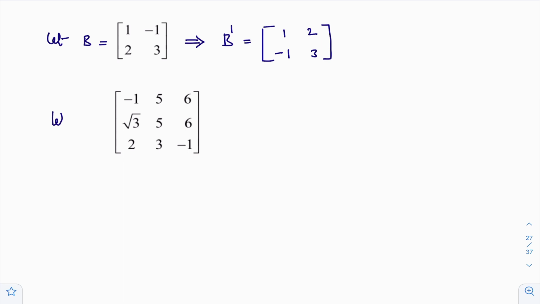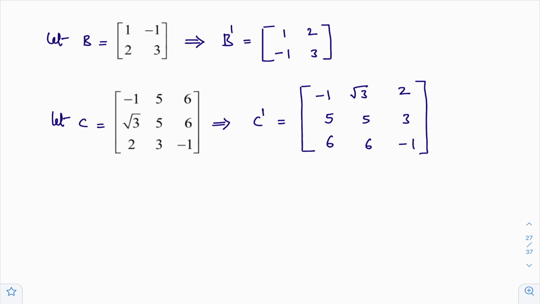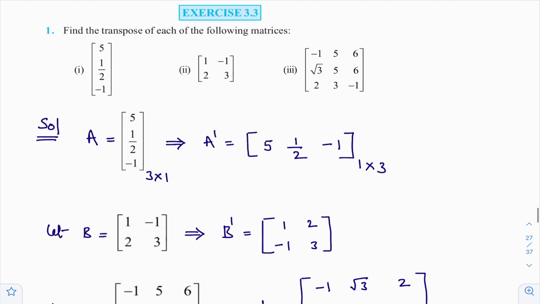I'll take the given matrix as C. Now, we need to calculate its transpose. How to calculate its transpose? Very simple. You take the first row, write it as a first column: minus 1, 5, 6. Now, take the second row, write it as a second column: root 3, 5, 6. Now, you take the third row, write it as a third column: 2, 3, minus 1. So, we have written the transpose of the given matrix. Writing the transpose of a matrix is very easy. I hope you understand this solution.